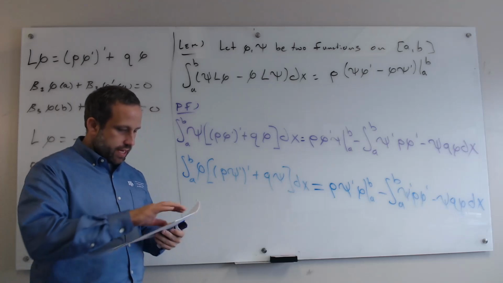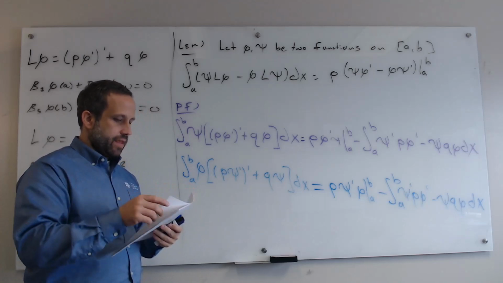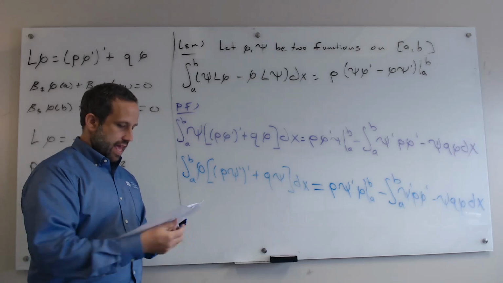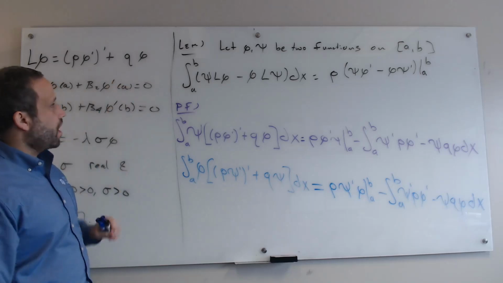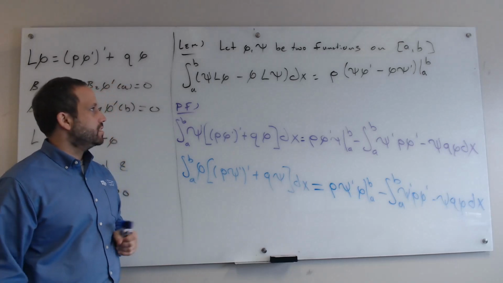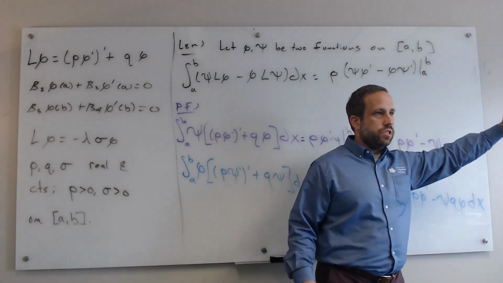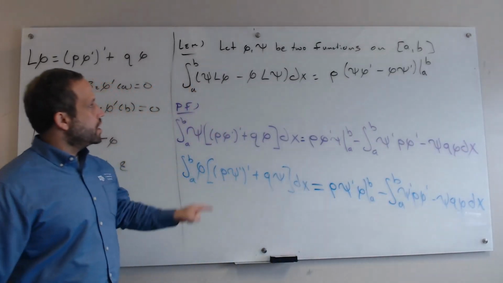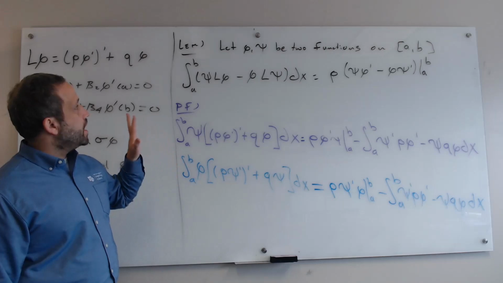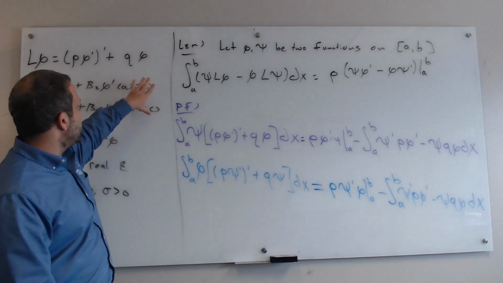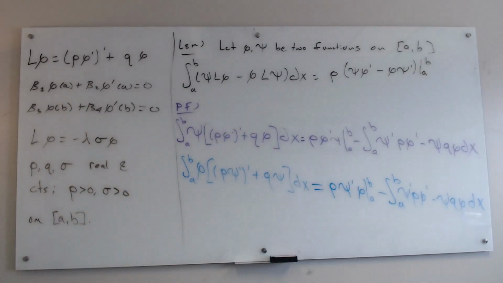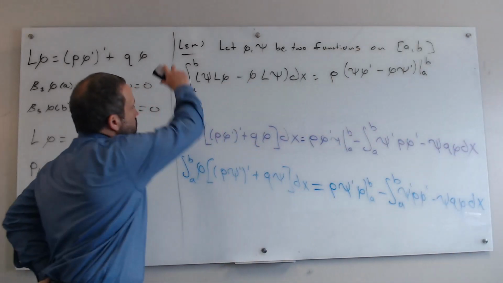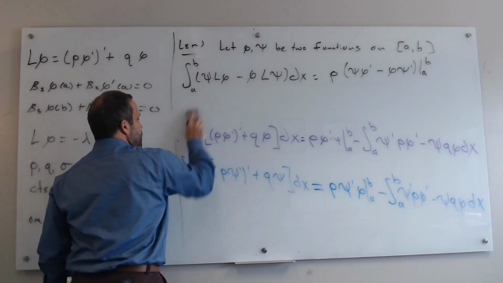Now, the reason that we care about this is because if we know in addition that phi and psi satisfy the same homogeneous boundary conditions, then these boundary terms are equal to zero. So in other words, what we know is if phi and psi satisfy these same homogeneous boundary conditions here, then the right-hand side is equal to zero. Okay, so I want to prove that now. So I'm going to leave this lemma up here. I'm not going to erase it. I'm going to state the new lemma.